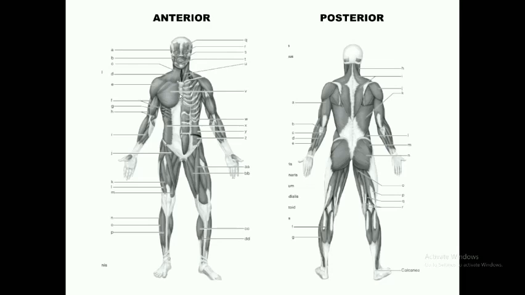Number 3, internal oblique. So this is our internal oblique. So answer is X. Number 4, sternocleidomastoid is located here in our neck area. So that answer is U. Number 4, biceps brachii. So this is our biceps brachii. So the answer is G. Number 6, deltoid. So deltoid is located in our shoulder area. So that is answer is E.